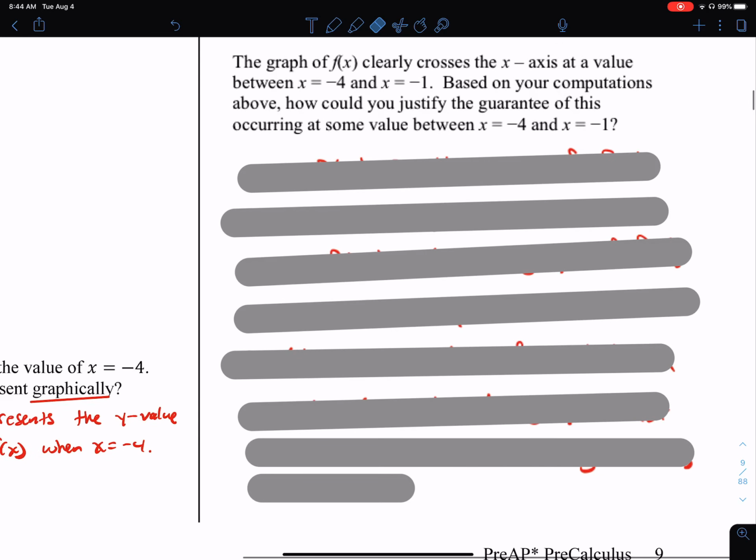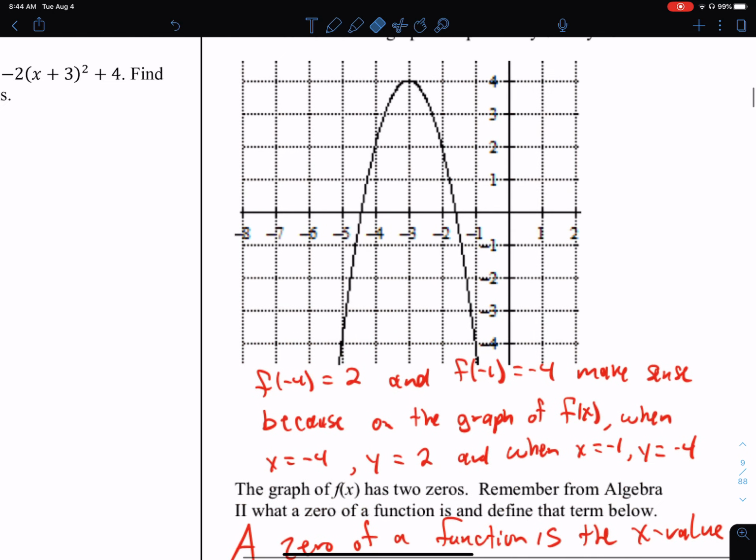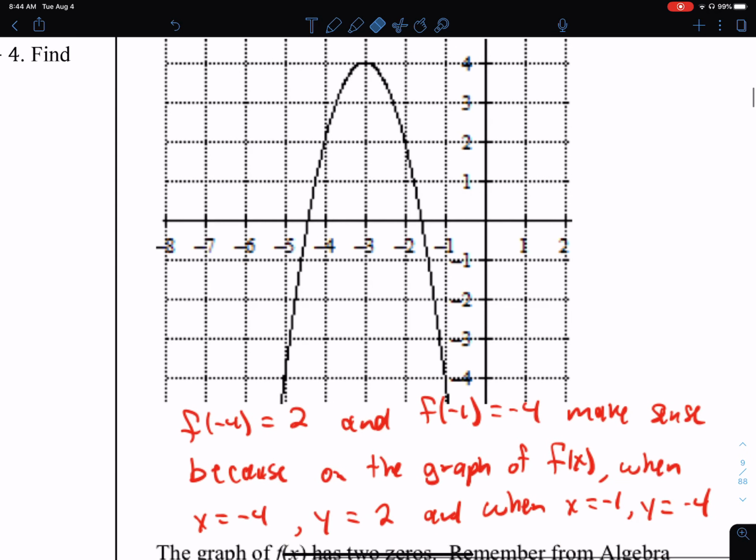The graph of f of x clearly crosses the x-axis at a value between -4 and -1. Let's look at that. So here's -4, here's -1. Isn't it obvious that it crosses someplace between there? Sure.